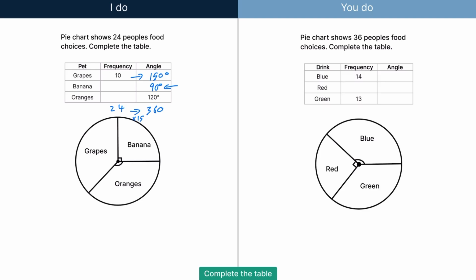Okay. Now that you know this, to go backwards, we're just going to divide by 15. So if you do 90 divide that by 15, you get 6. And then again, to go backwards, we're just going to do 120, divide that by 15, and we get 8.